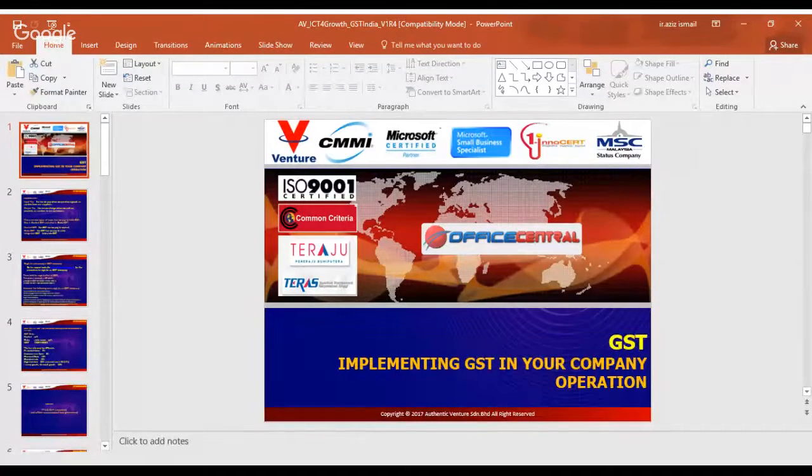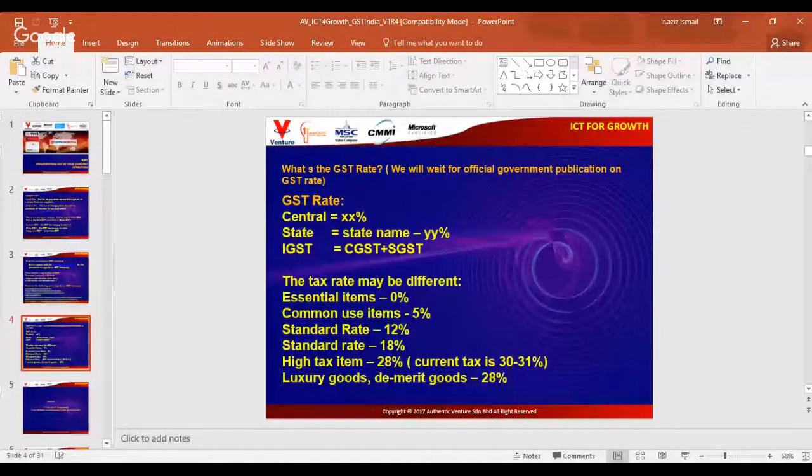But the GST may be different. For example, you can see that the essential item may be 0%, common use item may be 5%, standard rate maybe 12%, and there are some standard rate like 18%, and high tax item 28%, and luxury goods and demerit goods 20%. But we will wait for the government announcement for the various tax rates. But at least the software is ready to handle these various tax rates.